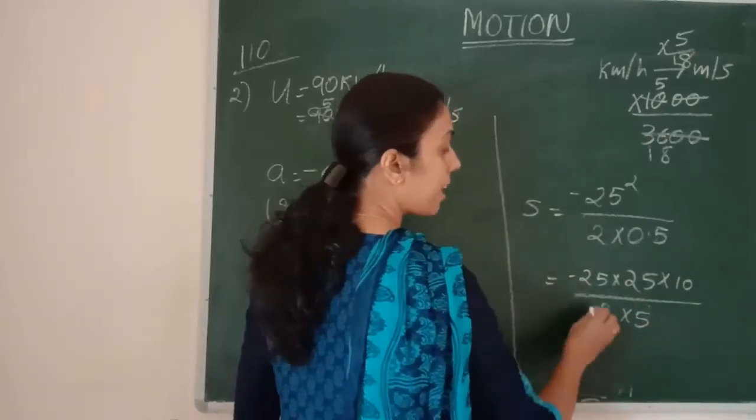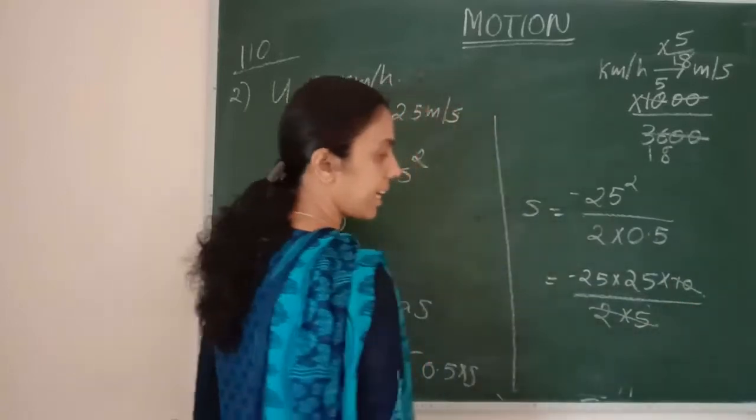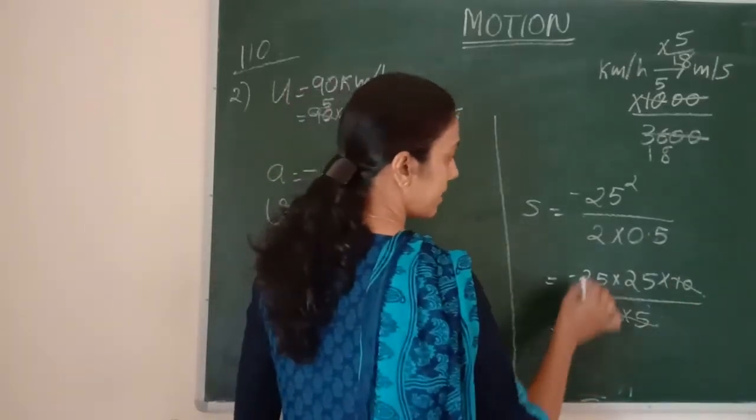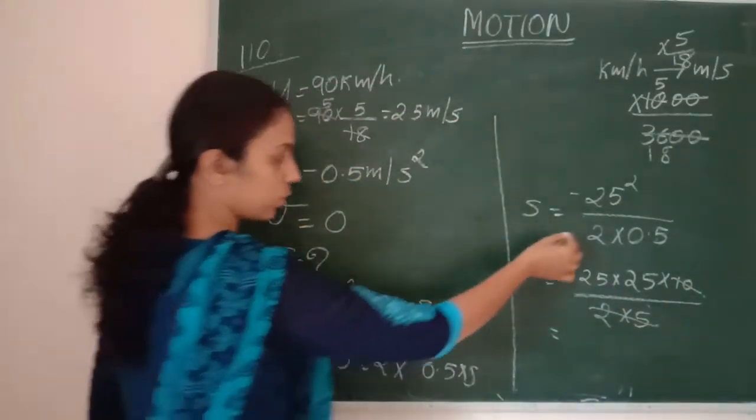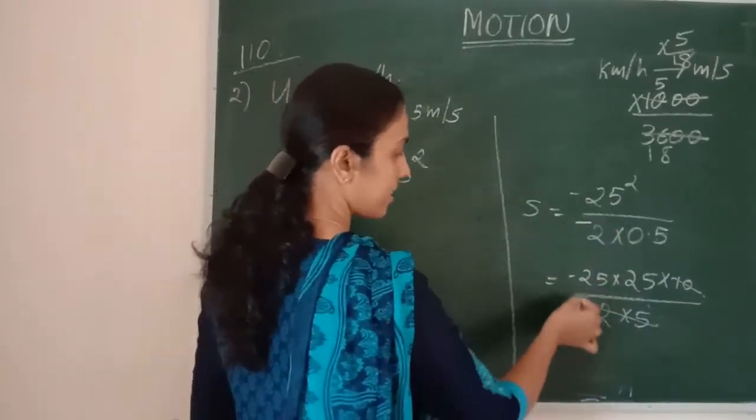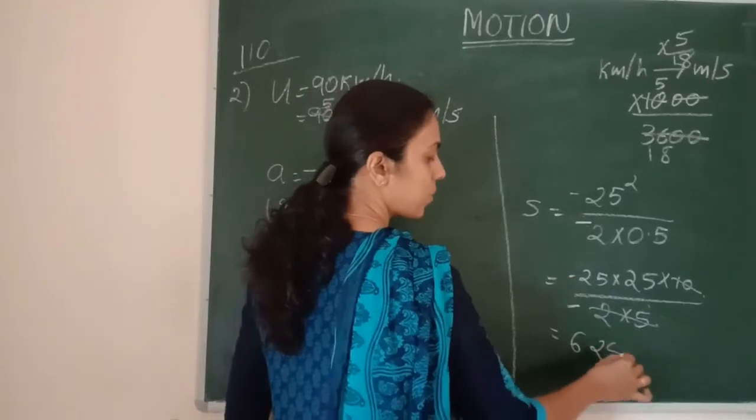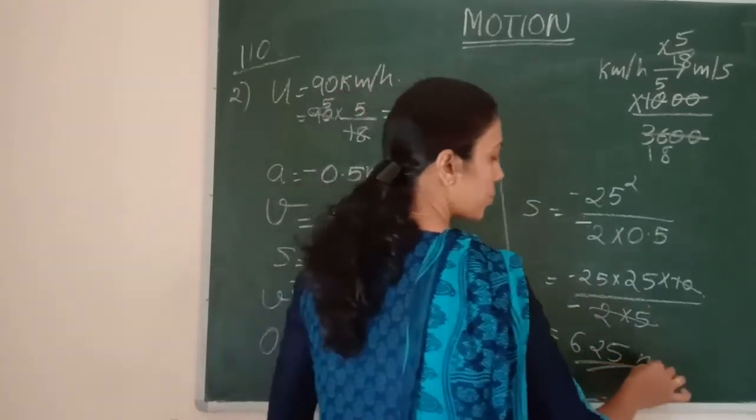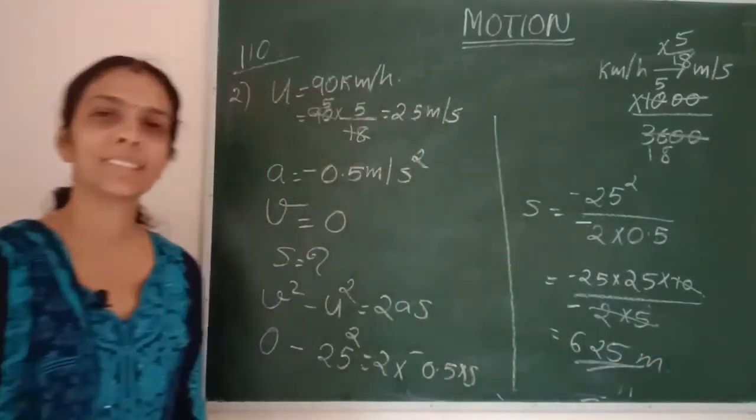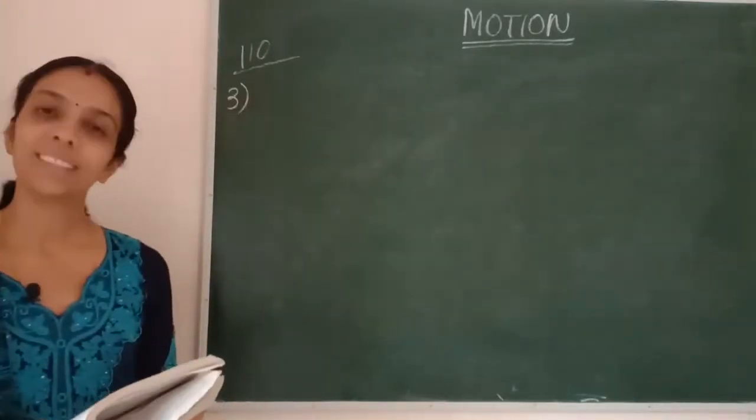2 5s are 10. So this and this will get cancelled. Acceleration also is minus. So one minus sign is there. Minus into minus divided by minus, it will be plus. So the answer will be 625 meters. Clear? Now the third one.